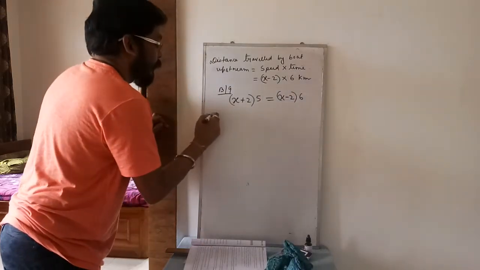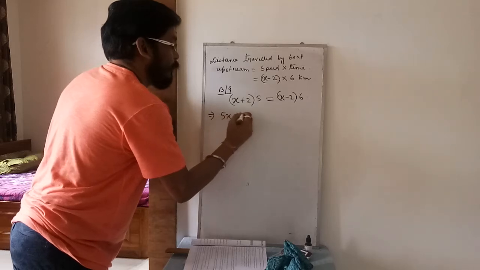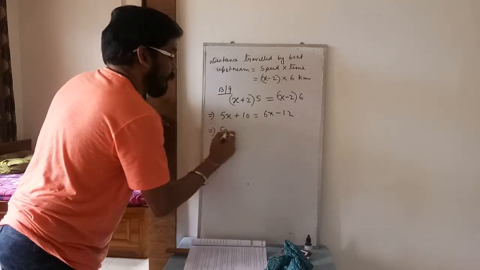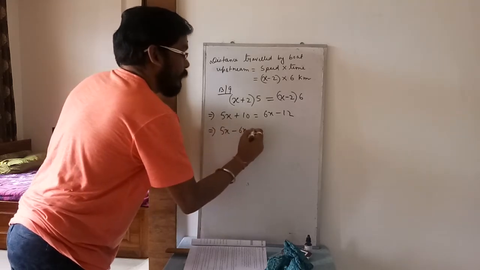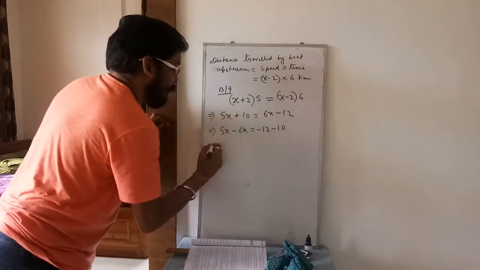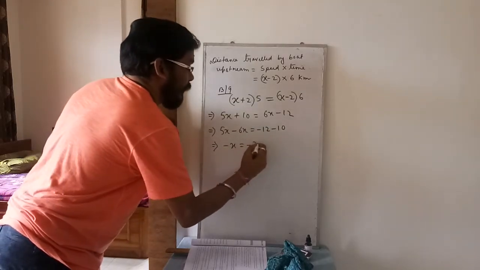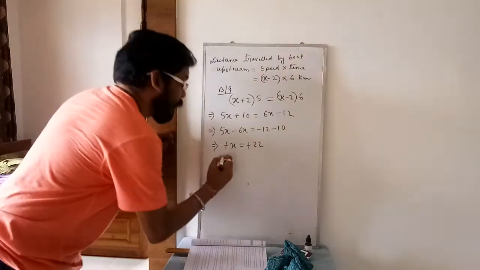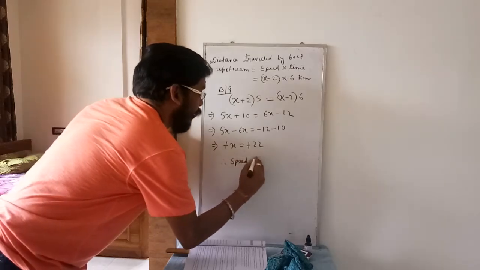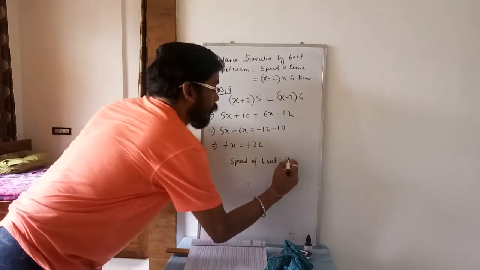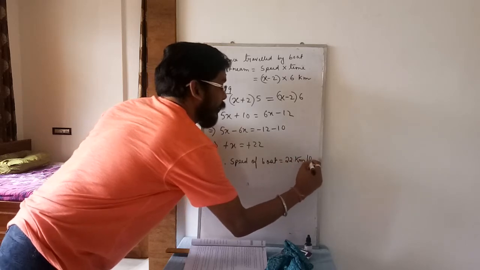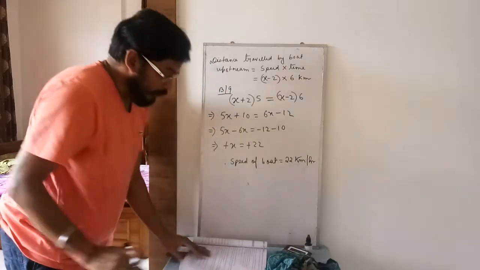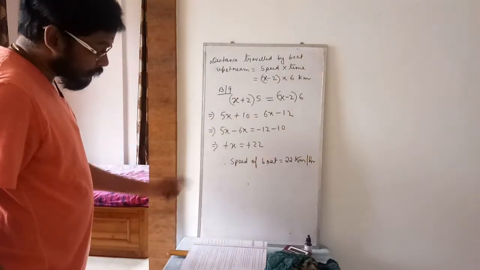Solve this equation. x into 5 is 5x, and 5 into 2 is 10. Here it is 6x minus 12. Let me bring the x terms to one side. Minus 12 minus 10, so it is minus x, and here it is minus 22. So what is x? x is the speed of the boat. Therefore, the speed of the boat equals 22 km per hour. Take the screenshot. 22 km per hour. Okay.